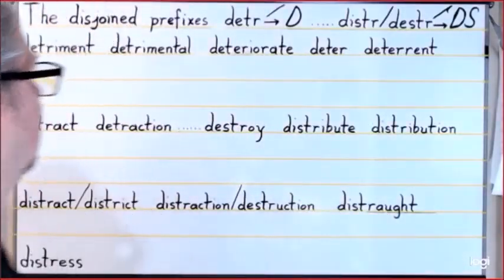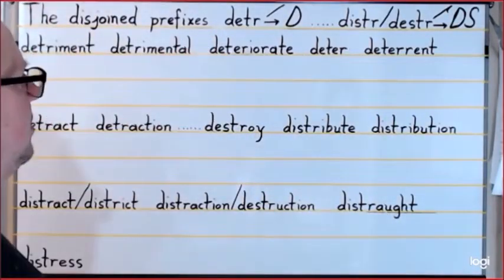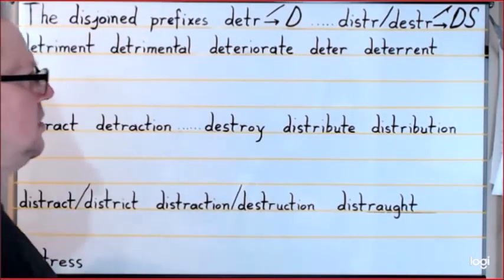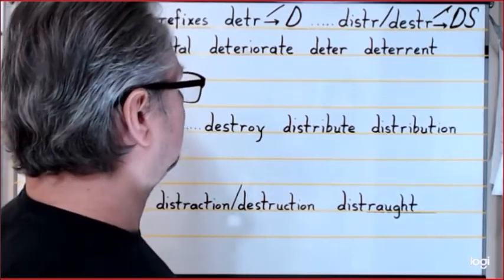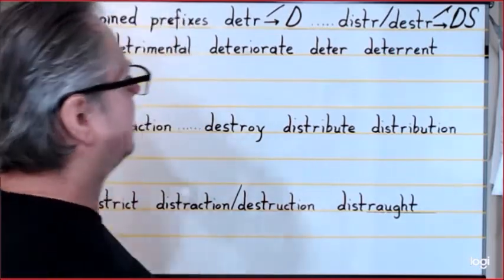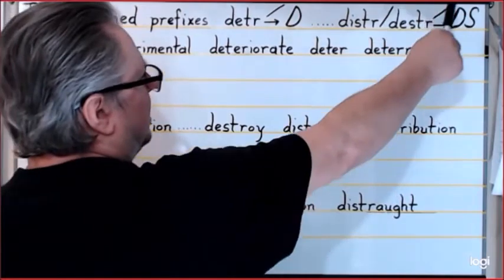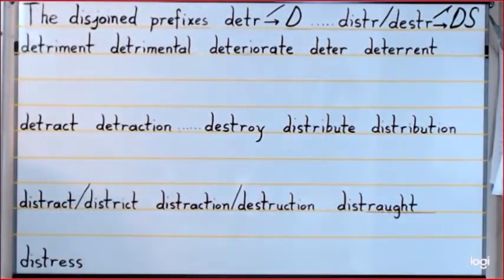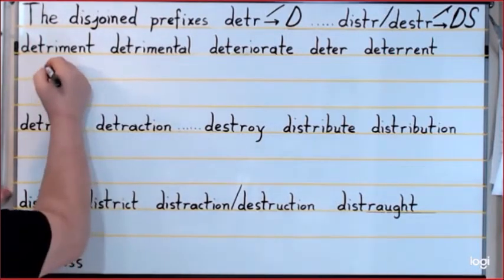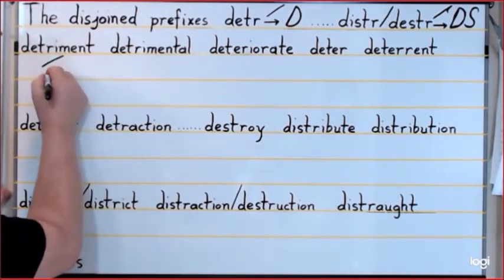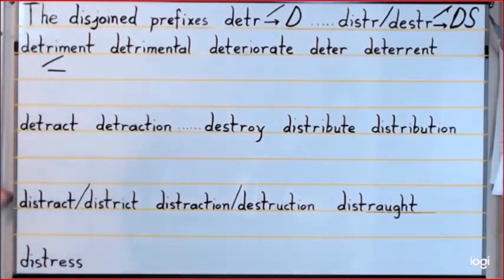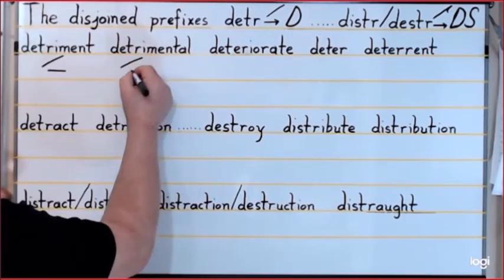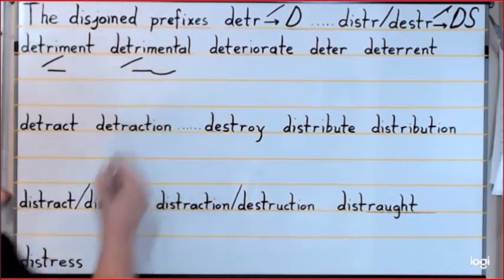The prefix Deter is expressed by the disjoined D above the line. The disjoined prefix distra or destra is represented by a DS above the line. So for the word detriment, simply write a D above the line, and then an M for the MENT at the end. For detrimental, it is a D, and then an M, L.